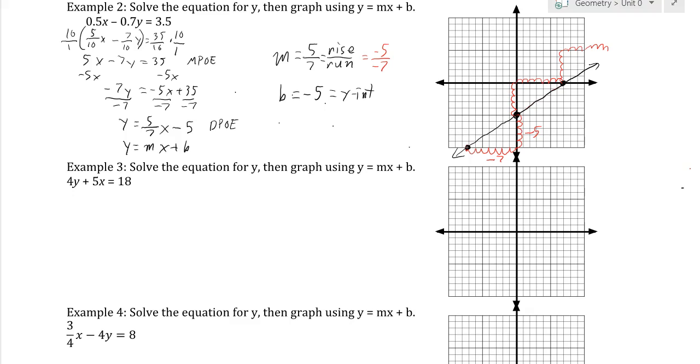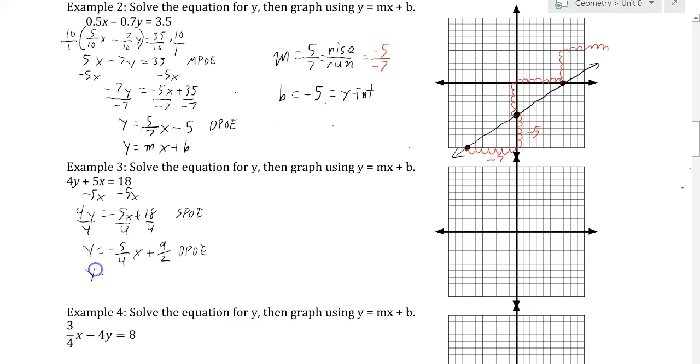Solve the equation for y. Graph using y equals mx plus b. Alright, so we're going to subtract the 5x from both sides. 4y equals -5x plus 18, by the subtraction property of equality. Divide both sides by 4. Y equals -5/4 x plus 9/2, by the division property of equality.